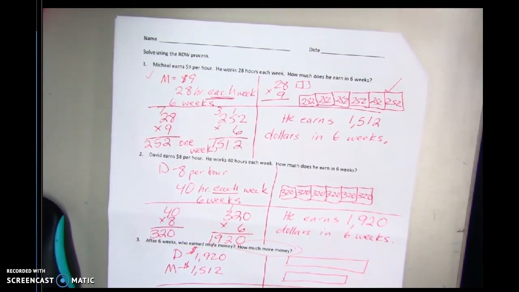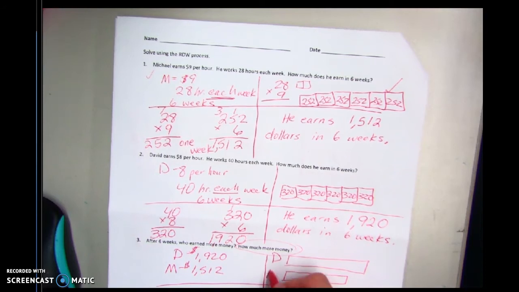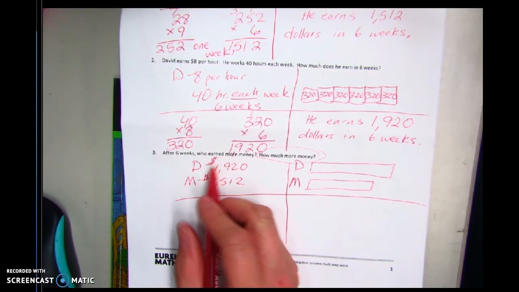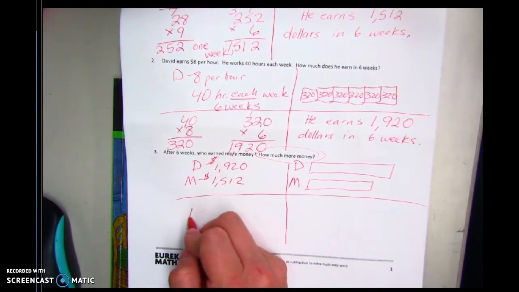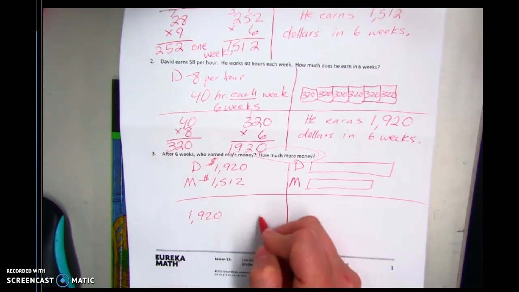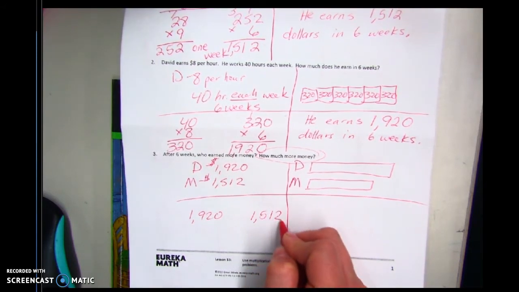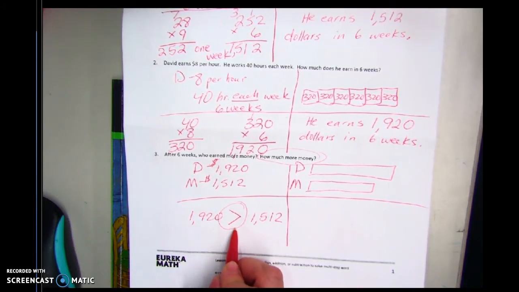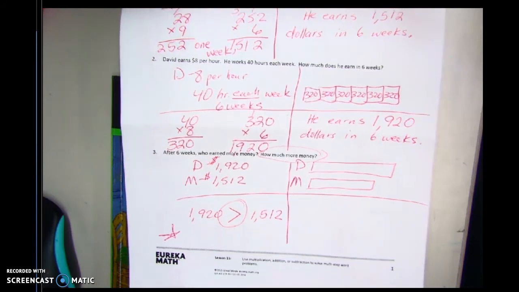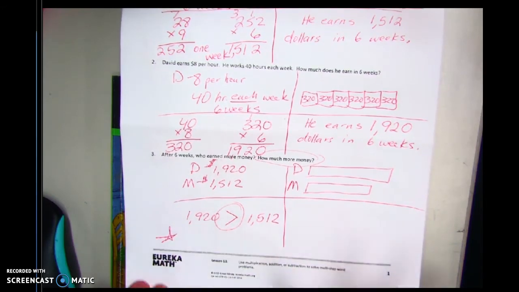Who earns more? David. David compared to Michael. Now, I like to draw the comparison problem too, because you're comparing two multiplication problems. And so I have 1,920 compared to 1,512, and this is greater than. If you did a comparison problem like this, I will give you a bonus point, because I think that this is really nice to compare the two numbers. If you didn't do it, that's fine.